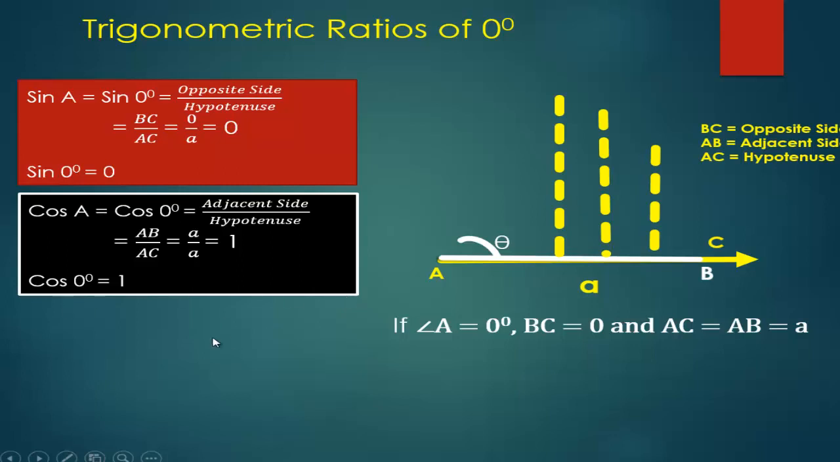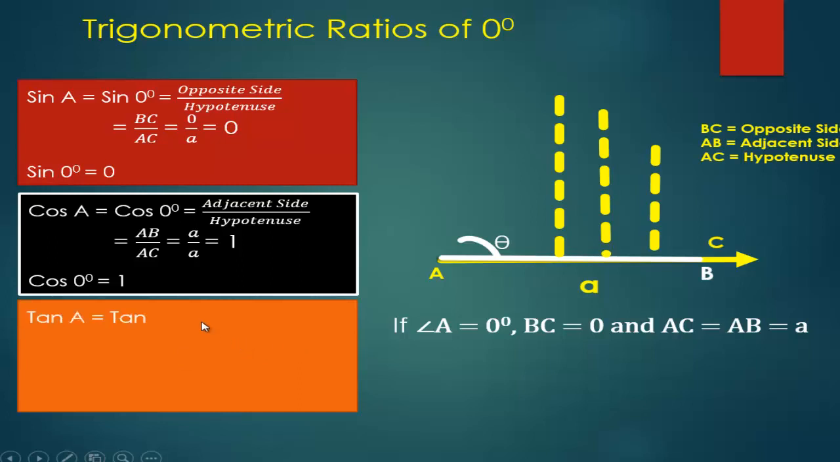Next tan. Tan means opposite side by adjacent side, that is tan 0 equals opposite side by adjacent side. Here the opposite side is BC, which became 0, so BC by AB, where BC equals 0 and AB equals A, that is 0 by A, which equals 0. Therefore tan 0 equals 0.